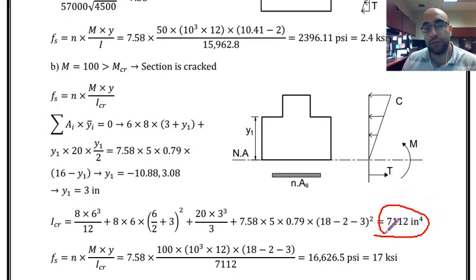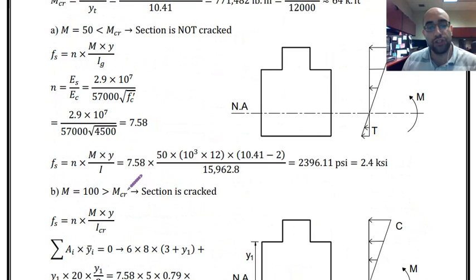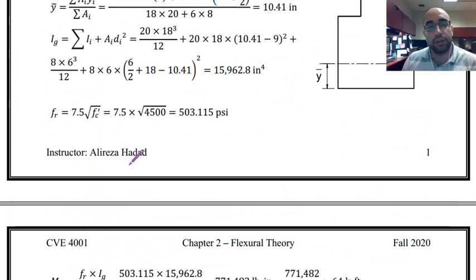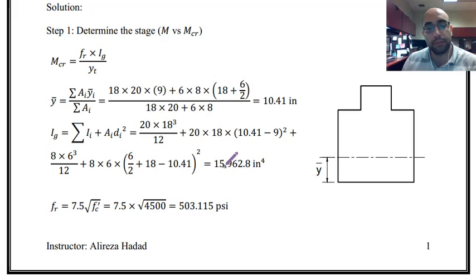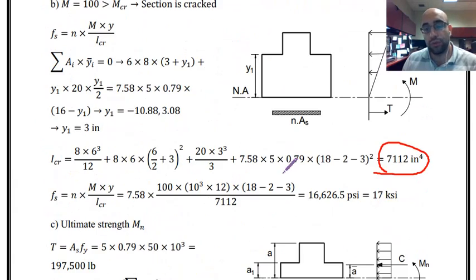7,100. If you compare this value with IG, excuse me, or gross section moment of inertia, you can see the value has decreased a lot. That's because section is cracked and part of the section is gone. So the moment of inertia has decreased from about 16,000 to 7,100. That is something that we can quickly check during the solution and kind of understand that if the values that we are getting are making sense or not.